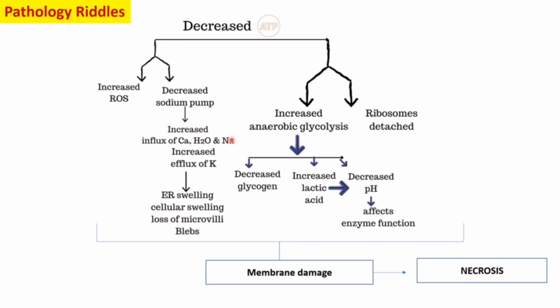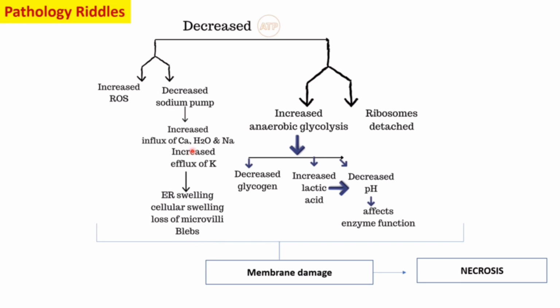So as a result, when sodium is in excess, then the water will also increase inside the cell. And the potassium which is required to come inside keeps getting out. So because there is increased sodium and water, there will be swelling of the cell. There will also be swelling of the endoplasmic reticulum, and the microvilli which maintain the structure of the cell will also disintegrate. And because of the excess fluid accumulation, the cells will form projections, and they are called blebs.